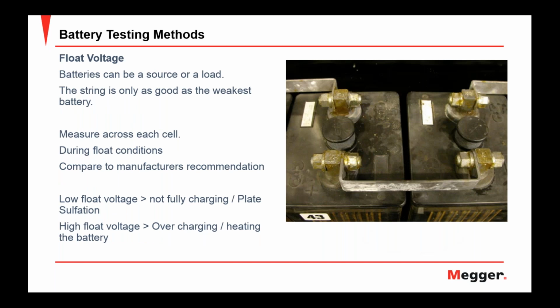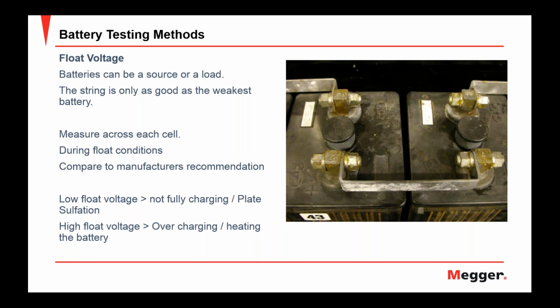Float voltages. Now, batteries can be sources or loads in a string. If I have a battery that has a low voltage next to one that has a higher voltage, where's the current going to flow? It's going to go from the higher to the lower. So the low battery will act as a load on the other battery. In general, your battery string is only going to be as good as the weakest battery in it. So we want to measure the float voltage across each cell. We do this during float conditions, and we compare it to the battery manufacturer's recommendations.